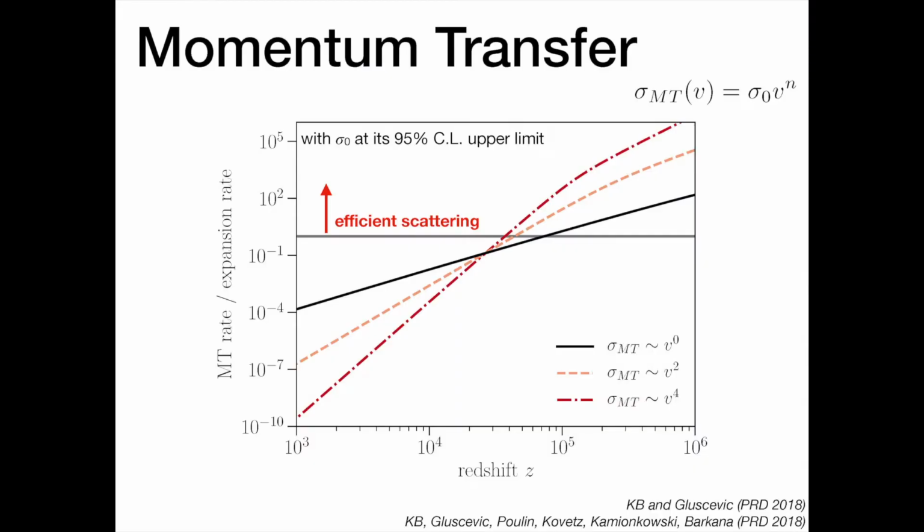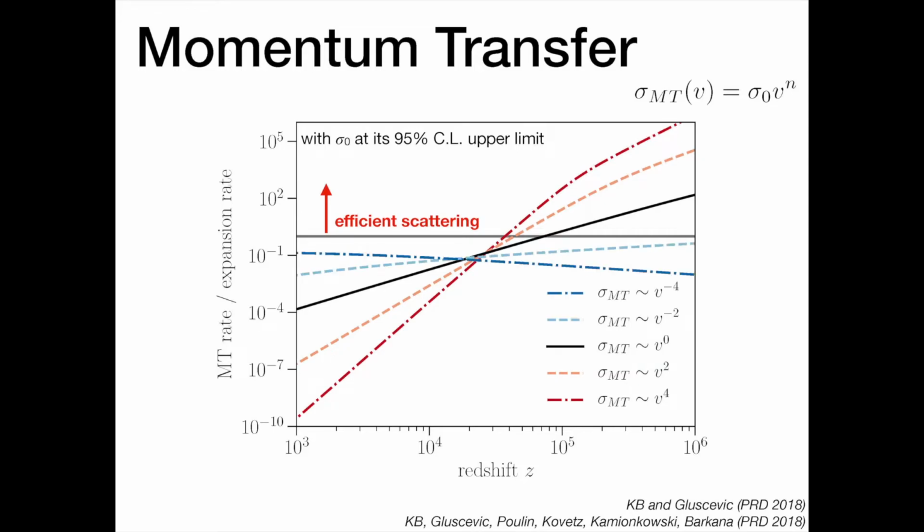So for positive powers of velocity, you get this behavior. And this is setting this constant at what I find to be its 95% confidence upper limit. So for positive or non-negative powers of velocity, you get a lot of scattering at early times and less so at late times. Okay, so the dark matter and the baryon photon fluid are tightly coupled at early times.